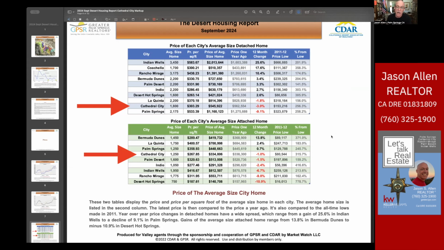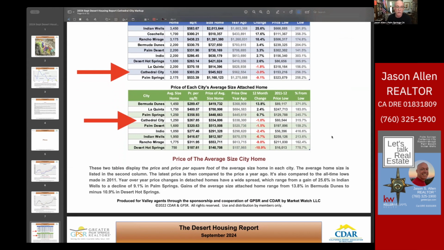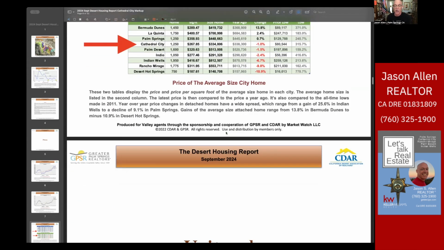And then if we look at the attached homes, so these would be your condominiums, townhomes, 1,250 square feet, 267 price per square foot. And then you get into this, we're off by 1.5%. 1% on that line, 1%. But from the very lowest, you're still at 315% over the very lowest.